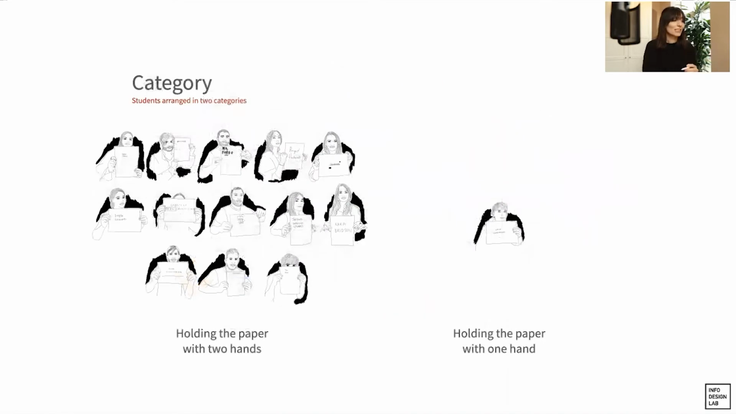Then we have categories. So categories is actually very important. Here, the students are arranged in 2 categories: the ones that hold the paper with 2 hands, and the ones that hold the paper with 1 hand. And you discover there is only one person that is holding the paper with 1 hand. And you could maybe discover that the person that holds the paper with 1 hand is also the oldest. So you can start making some funny correlations.